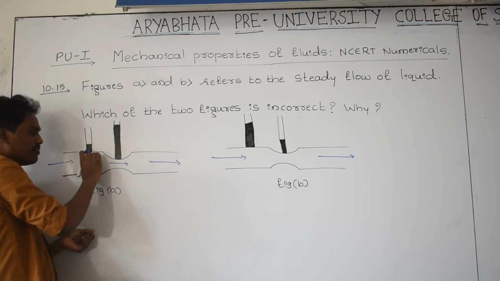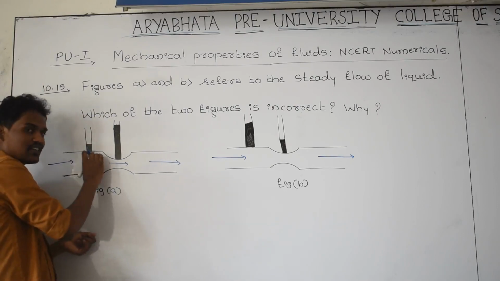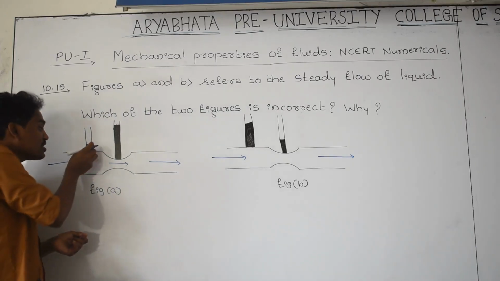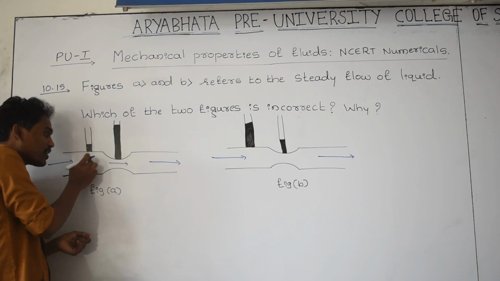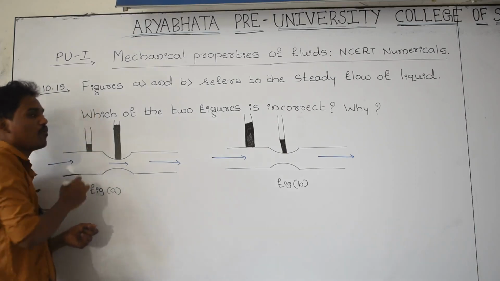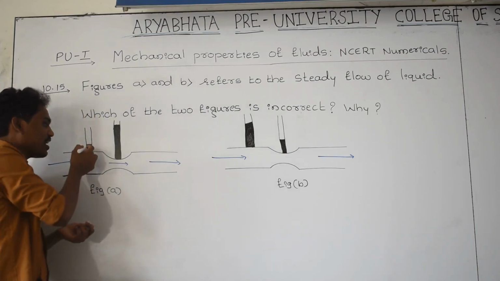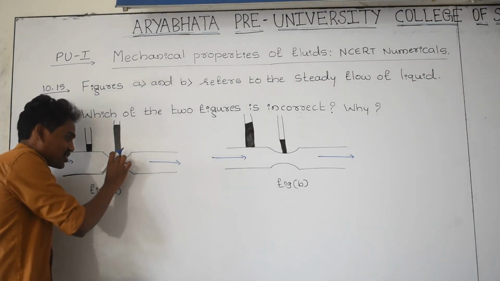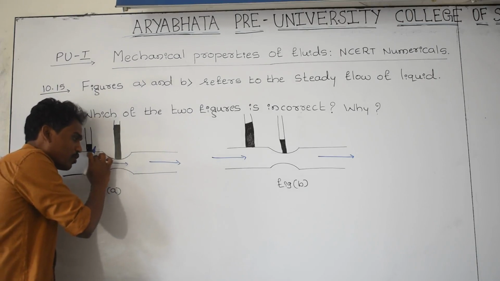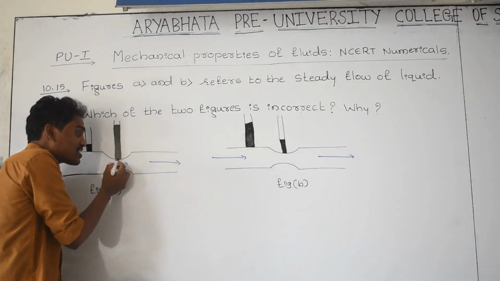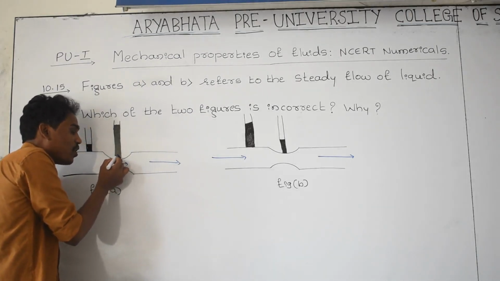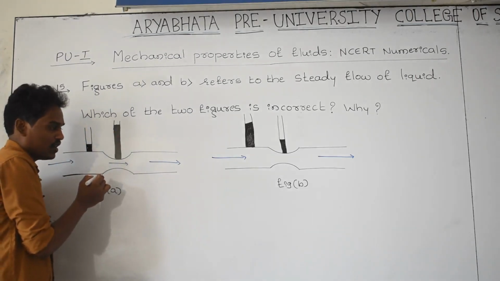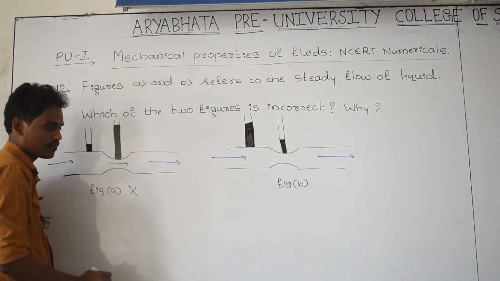More the area of the pipe, lesser is the speed of liquid particles, and more is the pressure exerted by these liquid particles on this mercury in the upward direction. As a result, it has to rise more as compared with this one. At the constriction, lesser is the area, more is the speed of liquid, and lesser is the pressure exerted on this mercury by the liquid particles in the upward direction. And this is a wrong diagram.